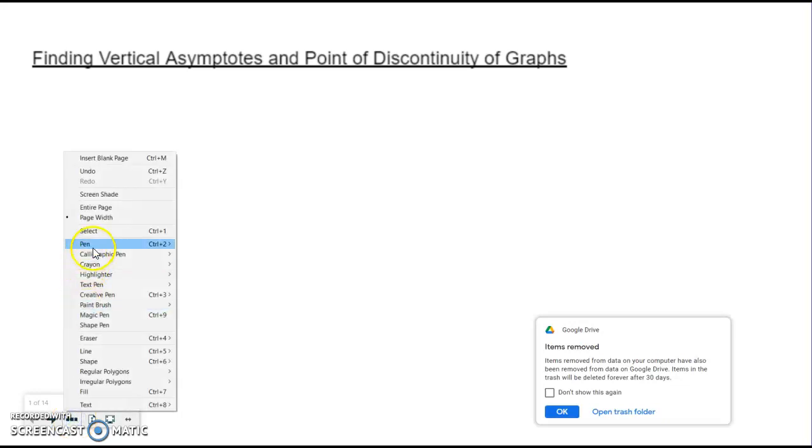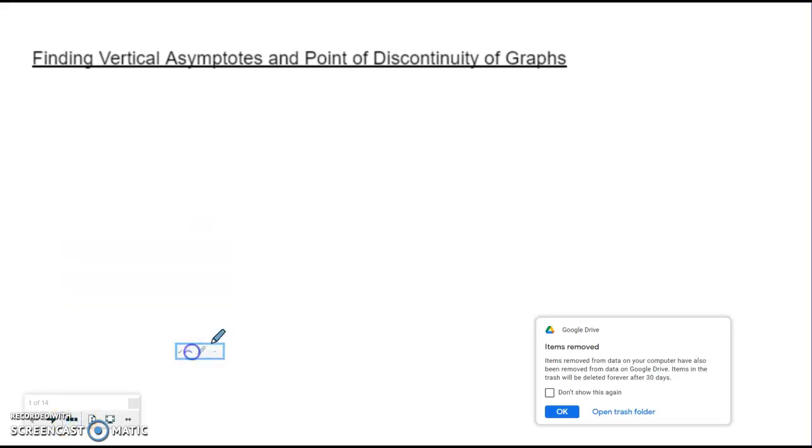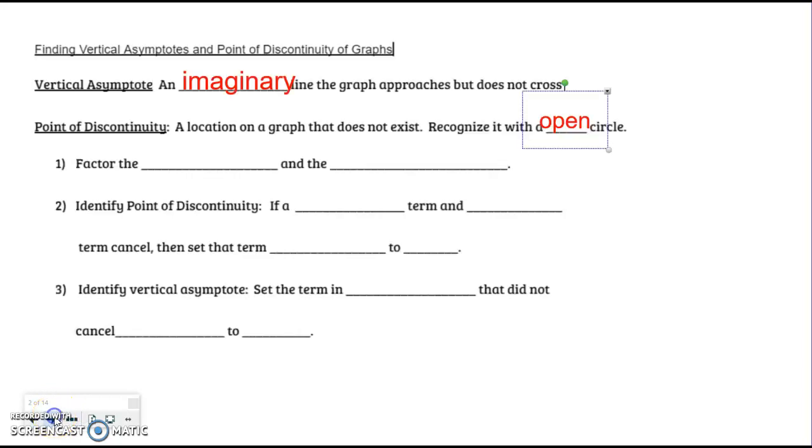Alright guys, so I just wanted to make a couple quick videos today to help you figure out what's going on in regards to finding asymptotes, points of discontinuity, x-intercepts, and just how to look at a rational function. So this first video is just dealing with vertical asymptotes and points of discontinuity.